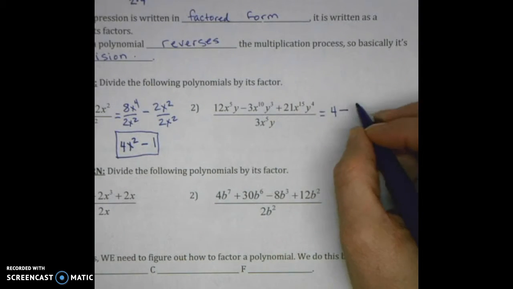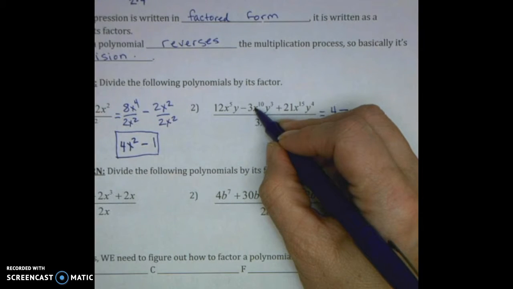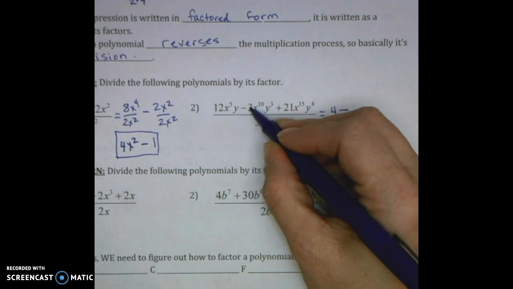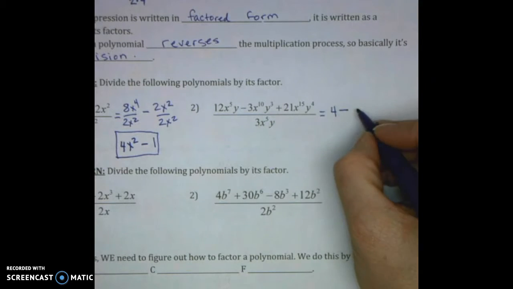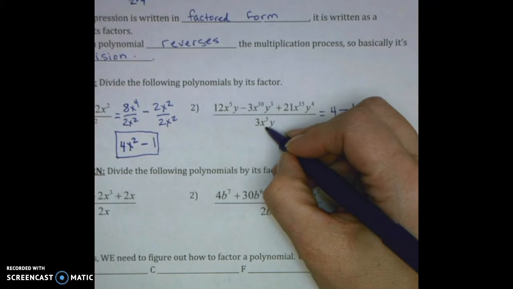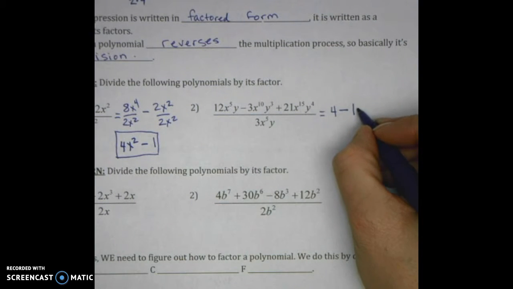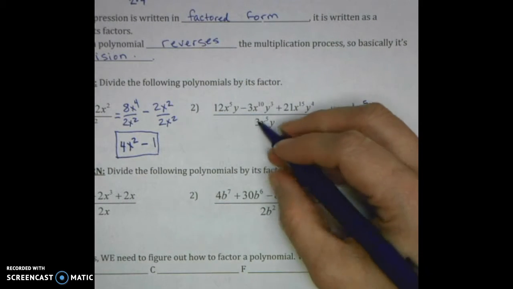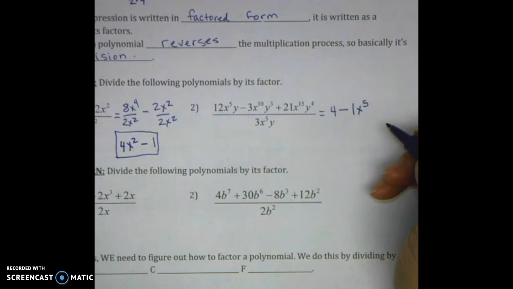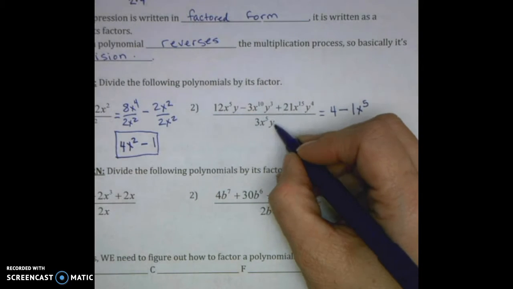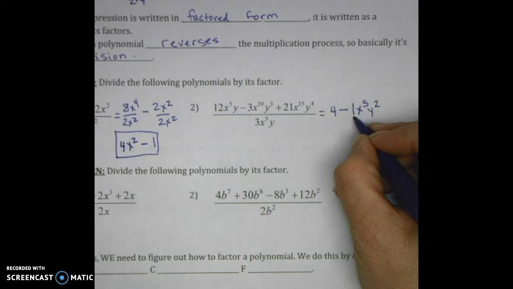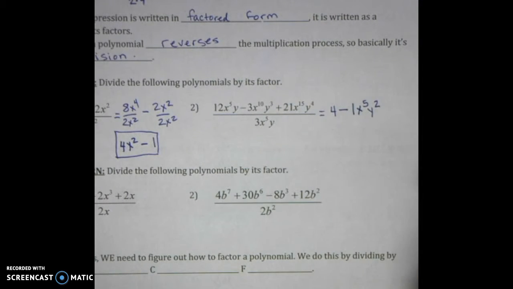Now I need to divide my second term. 3x to the 10th y to the 3rd divided by 3x to the 5th y. I can see that 3 divided by 3 is 1. X to the 10th by x to the 5th is x to the 5th. Remember, in this case, we subtract the exponents. And y cubed over y is just going to be y squared. I did not need to write that one coefficient, but it's not going to hurt anything.